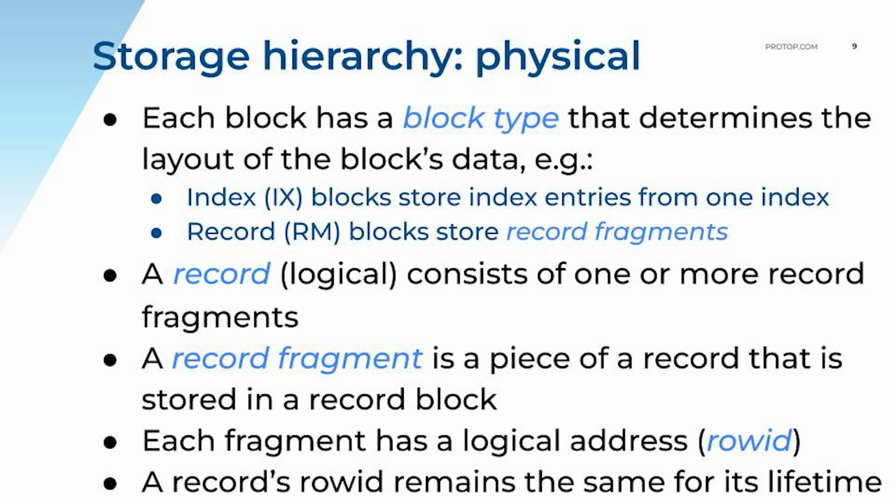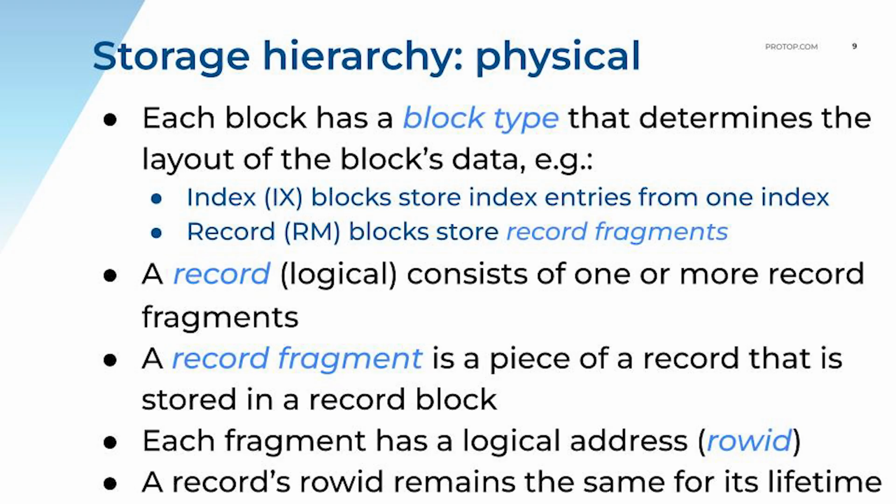So for example, index blocks or IX blocks store index entries. An index entry comprises some metadata plus a key value and the row ID or row IDs of the associated records. And record or RM blocks store record fragments. Note I didn't say records. So records are a logical structure that exists in, say, a record buffer in a client or a server, whereas record fragments are pieces of records that get stored in record blocks. And every record is made up of one or more fragments.